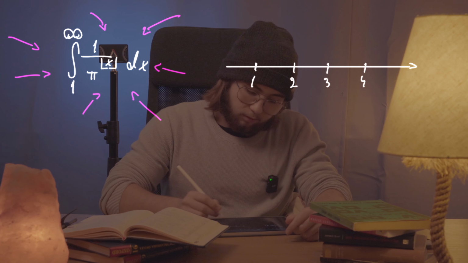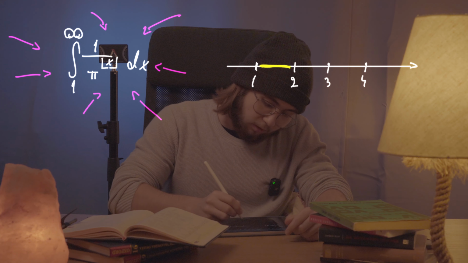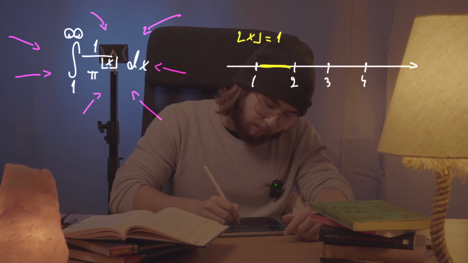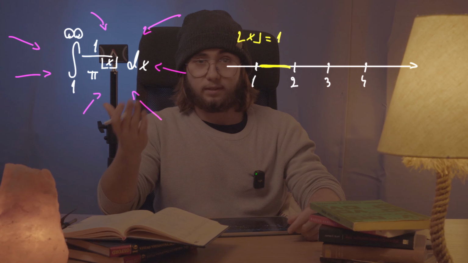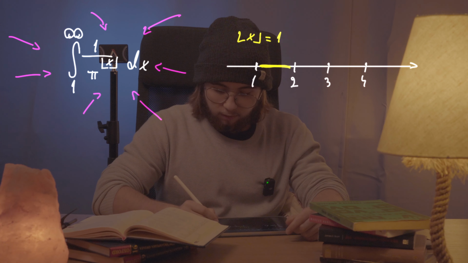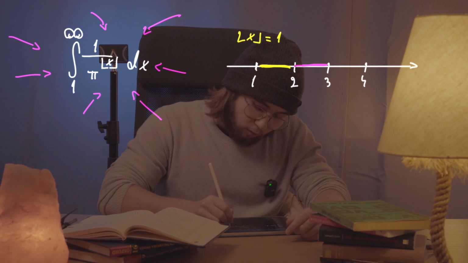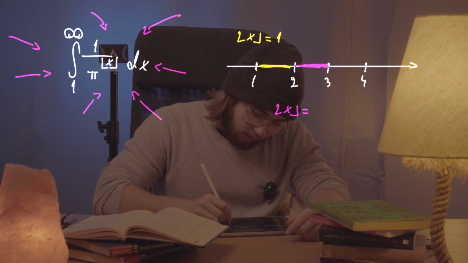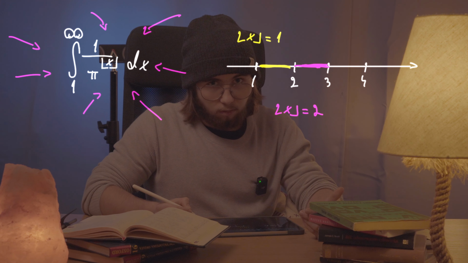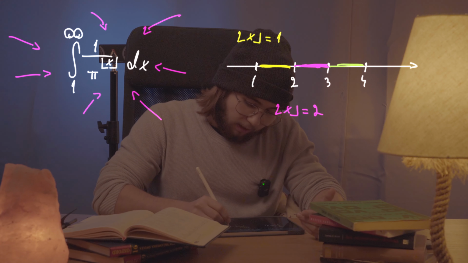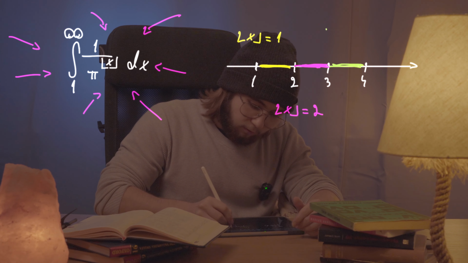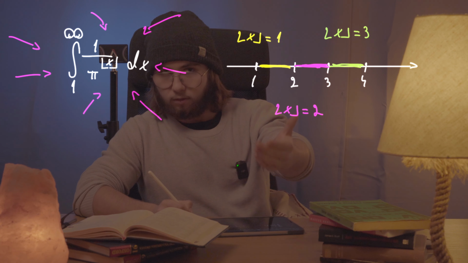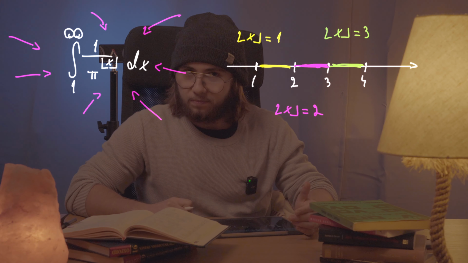We know that on the interval between 1 and 2, this interval right over here, the floor of x is always equal to 1. I mean, on the interval between 1 and 2, but we're not taking in the value of 2 to that interval. Definitely not. Now, on the interval between 2 and 3, without taking in the 3, the floor of x is always equal to 2. Then if we take the interval between 3 and 4, the floor of x there is always equal to 3, apart from the 4 that we are not even taking into consideration in that interval.